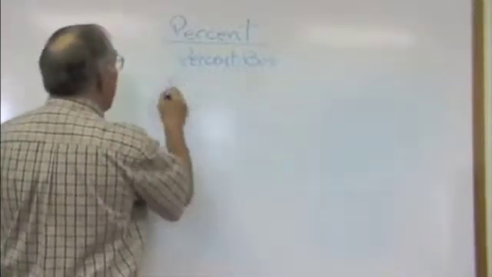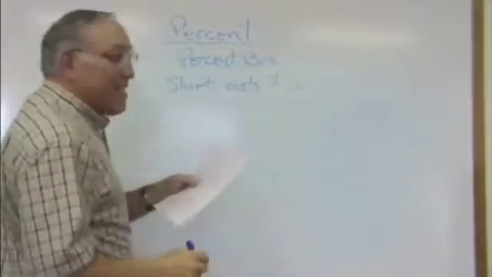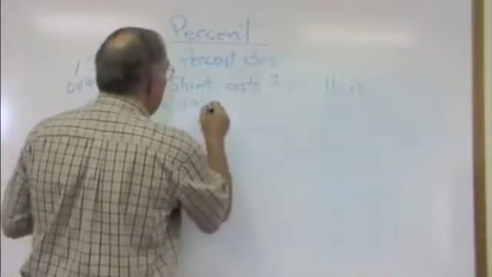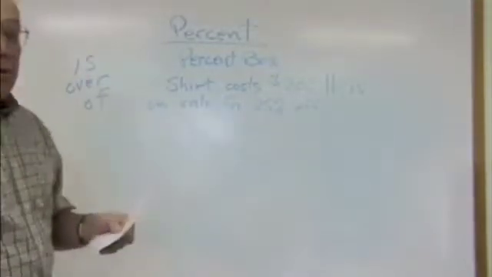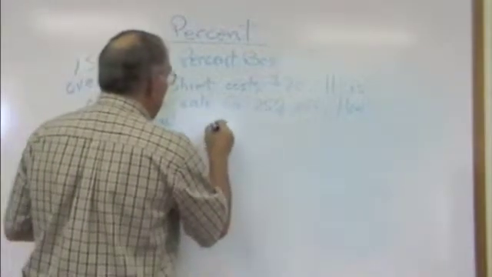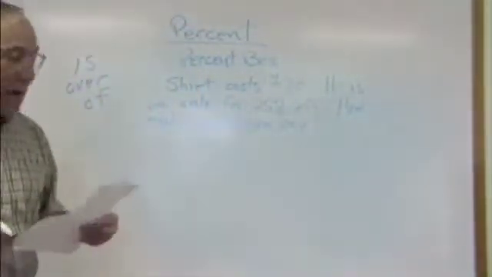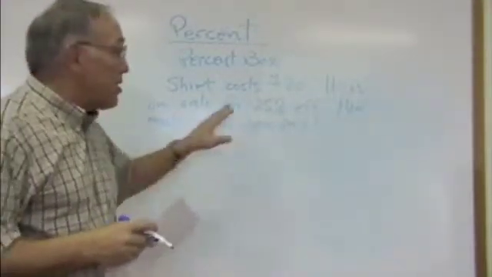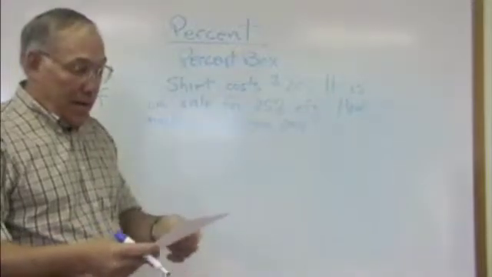Okay, a shirt costs $20. It's on sale for 25% off. How much would you pay? What's the sale price? Okay, is what they're asking. Now this is going to be a two-step problem. First, we have to find out how much they're going to take off, how many dollars they're going to take off. We know it's 25%. And then we have to subtract that from the original price, okay, to get our sale price, okay?